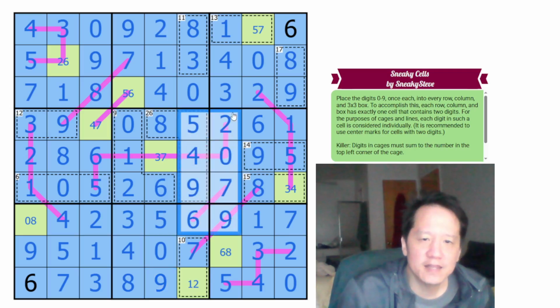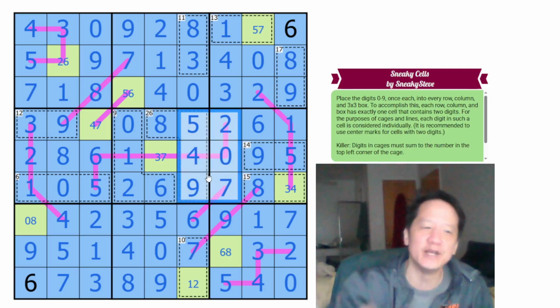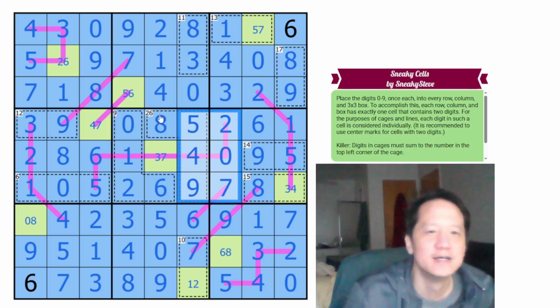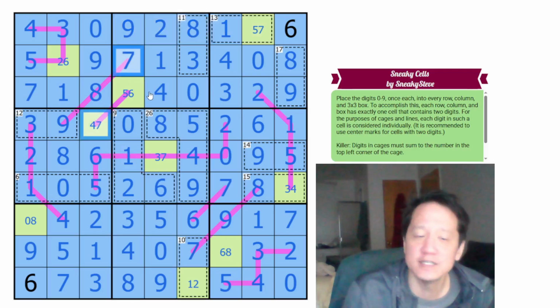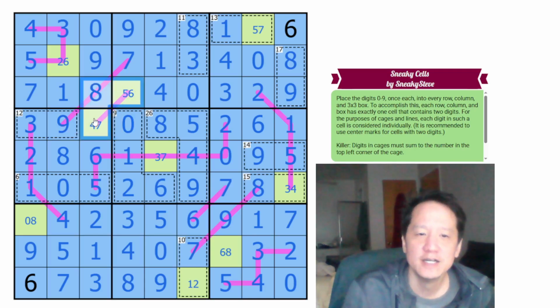Yeah, actually not that difficult. I've gotten a lot of experience doing Schrodinger cells. I love Schrodinger cells. It's a very sort of mind-bending rule set, which is really cool. And actually, Sneaky Steve, apologies for the mispronunciation, did a really good job of using these sneaky cells or Schrodinger cells. They're not quite equivalent to Schrodinger cells, but he did a really good job of using the Renban values and the cages to really great effect here. So well done, Sneaky Steve.